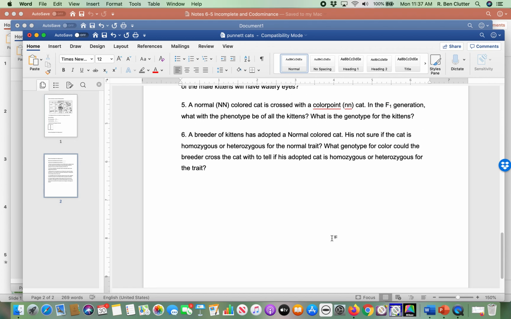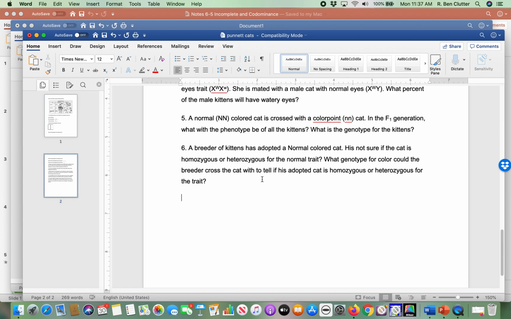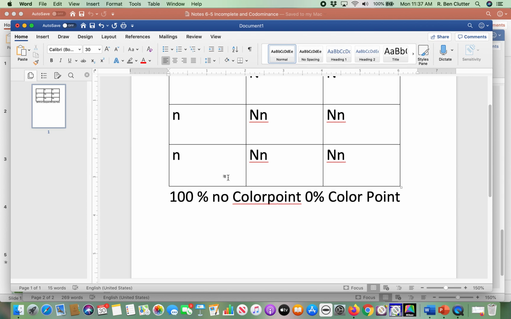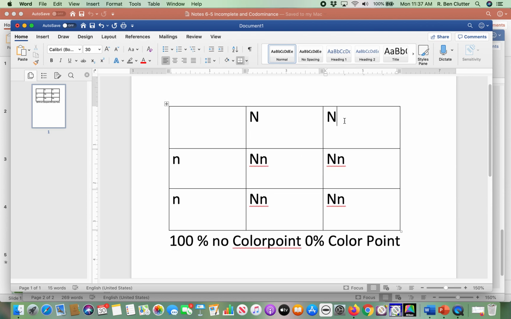All right. Last question. A breeder of kittens has adopted a normal colored cat. He's not sure if the cat is homozygous or heterozygous for the normal trait. What genotype for color could the breeder cross the cat with to tell if the adopted cat is heterozygous or homozygous? And if you go back to the notes from last week, what we do is we basically cross it. Basically, you do this cross here. You cross it with a recessive, because what we don't know is this capital N or lowercase n?